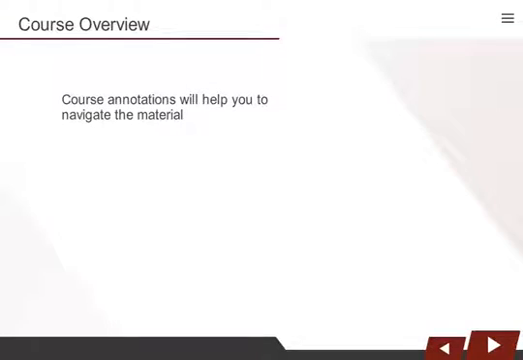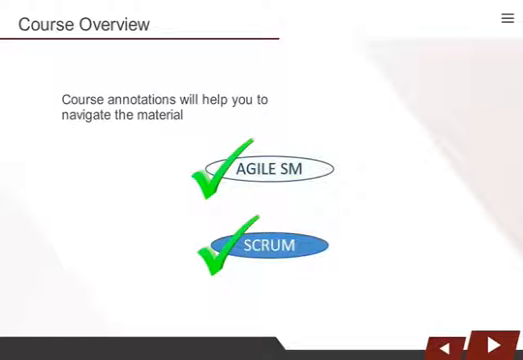We've used some annotations throughout this course to help you navigate the material. Where you see these symbols, you can see what the focus of a particular section is. The symbols show whether the course section is focused on Agile Service Management or Scrum, or sometimes both. You will also notice as you move through the course some text that looks like this.